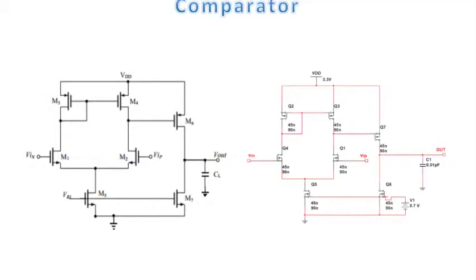It is essentially a two-stage op-amp without compensation, because precise gain is not required for this function. The load capacitance can be chosen to control the charge time. The smaller the capacitance, the shorter the charge time, and the smaller the propagation delay will be.